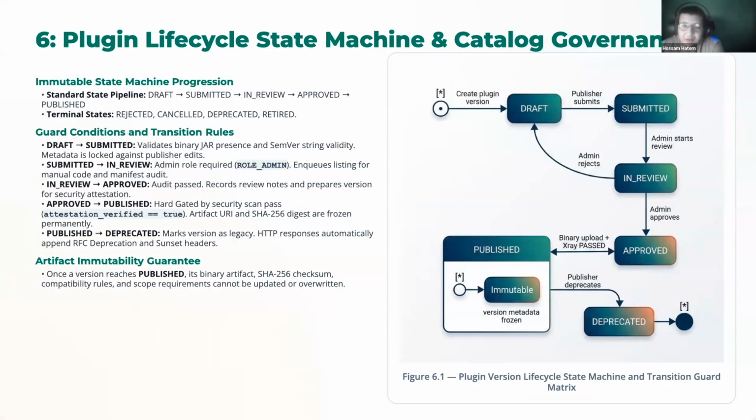locks all the metadata against edits. An administrator holding the admin role reviews the listing in the queue. Once approved, promoting the version to published is hard gated by automated security scan verification. Crucially, once published, binary artifacts and their digests, which are SHA-256, and all the roles and required scopes become permanently immutable. If a version is deprecated, HTTP responses automatically emit RFC deprecation and sunset headers.